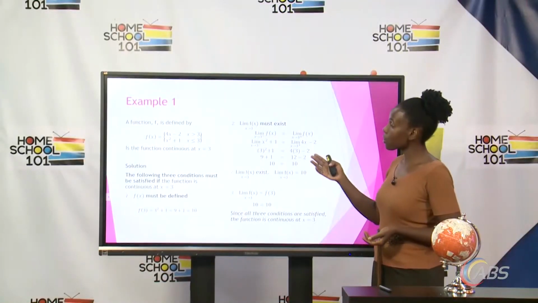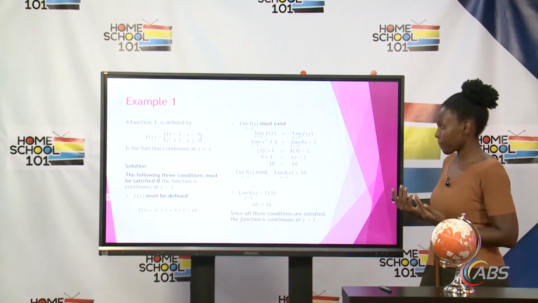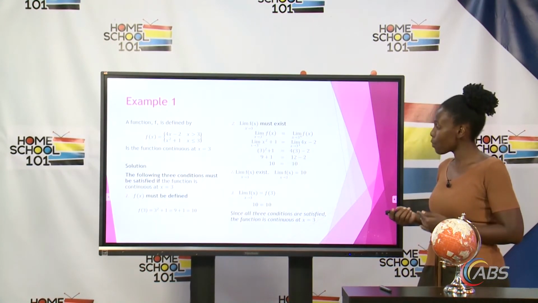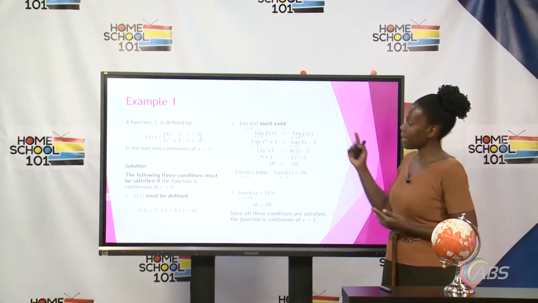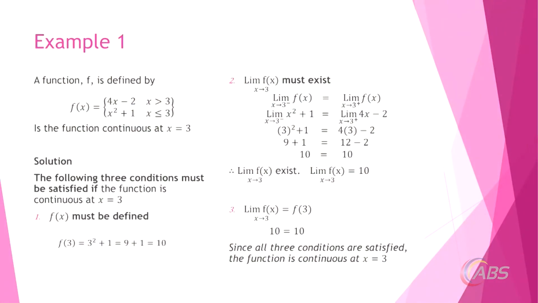So I substitute x for 3 into the first equation. That gives me a value of 4x minus 2, which gives me 10. And if it is substituted in the second equation, that also gives me a value of 10. So as you can see, both left-hand and right-hand side limits are equal, hence the limit exists.